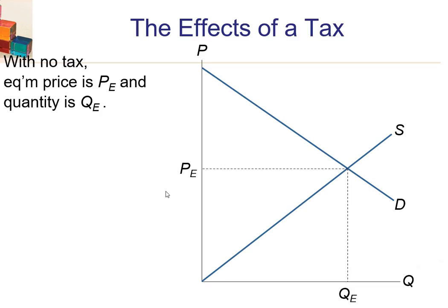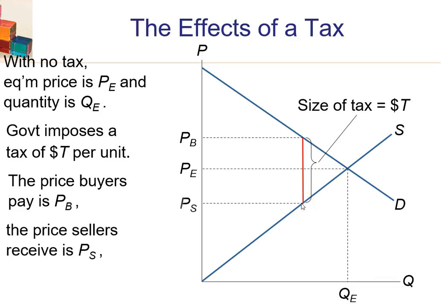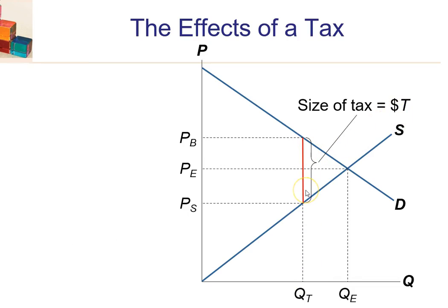So without a tax, the price is PE and quantity is QE. And when we implement a tax of size T, this causes the price that the buyer pays to increase to PB. It causes the price the seller receives to drop to PS. And this causes a reduction in quantity to QT. T represents the size of the tax.